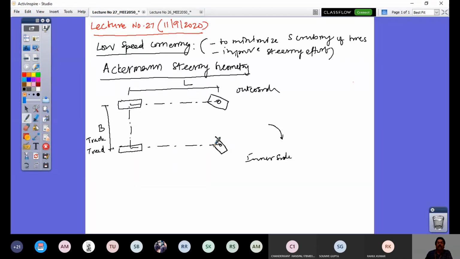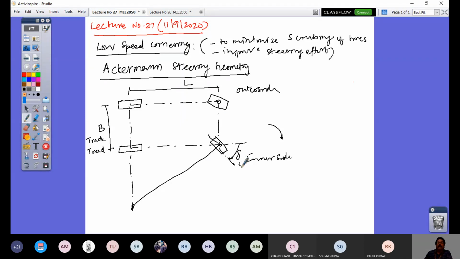What is the requirement? All four wheels should turn about a common center. Say this is the center. So you see different radii. For this wheel, this is the radius. For this wheel, this is the longer radius. And for this wheel, if I connect it perpendicular, right? Because this is the steering angle now given. If this is the heading direction of your vehicle, this is the steering angle given now, which is say delta I.